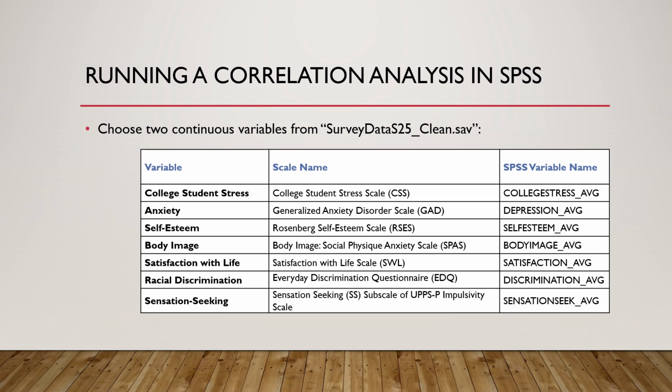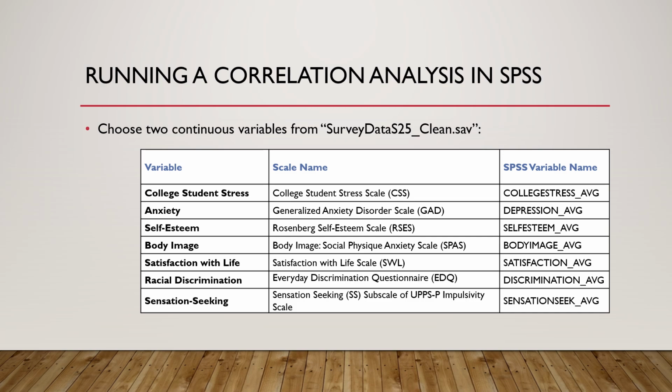So for this activity, let's call it, you need to choose two continuous variables from that survey data s25_clean SPSS file. If you haven't already downloaded it, then make sure to now go and download it from Canvas, although you should have downloaded it by now. So just make sure you know where it is and how to find it. But it is on Canvas.